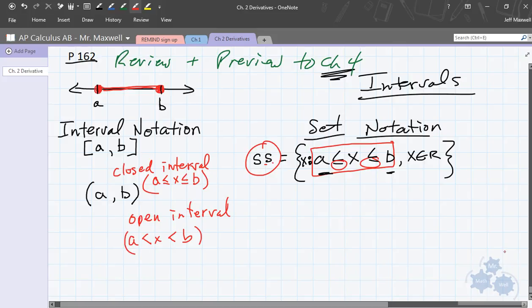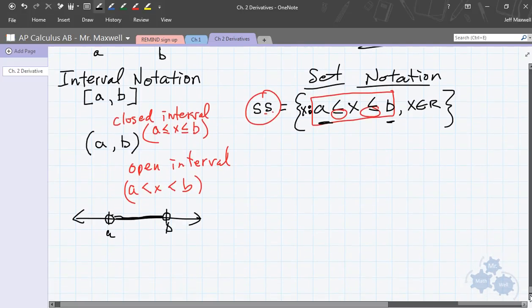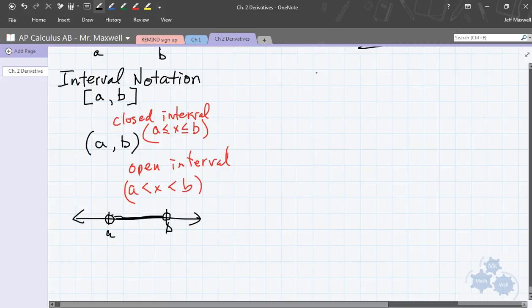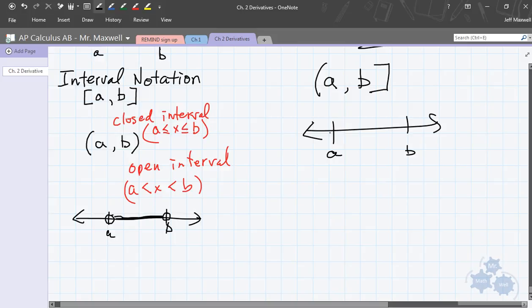If we were mapping this, here's the mapping for the closed interval of A to B, with closed circles and a darkened line between. For the open interval, it would be open circles at both ends. Of course, if we have something like A, comma, B, that is open on this side and closed on this side, you could have that too. If we were drawing that, we would have an open circle there and a closed circle there. That's what that means.